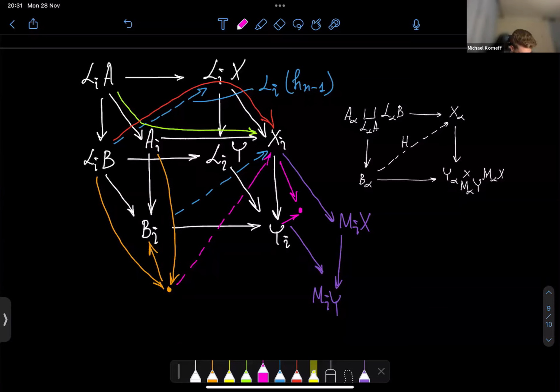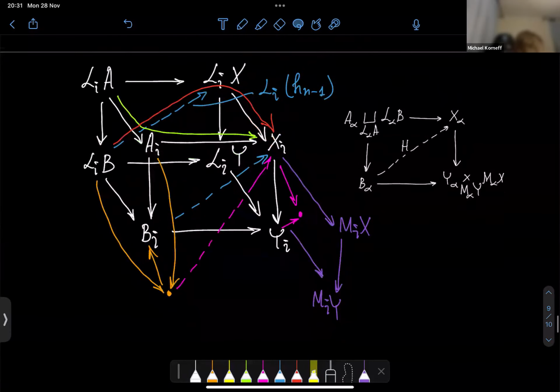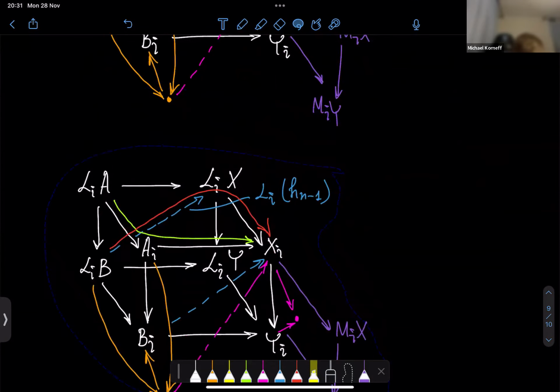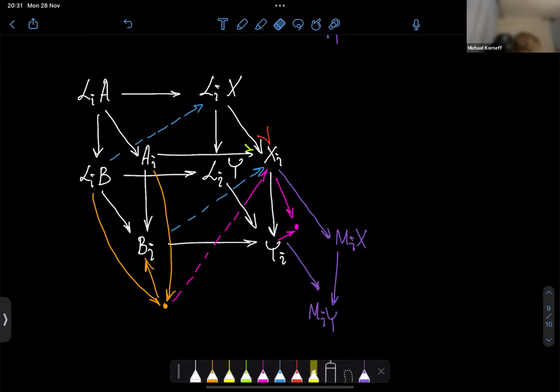Yeah, pullback. Okay, and we can. So I copy this diagram and I remove some things. So I want to draw some tetrahedron.